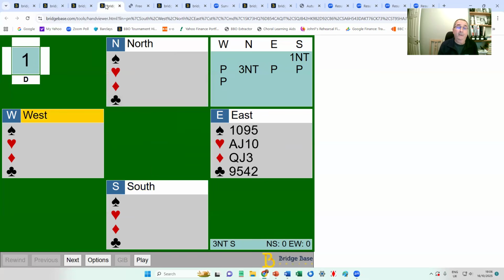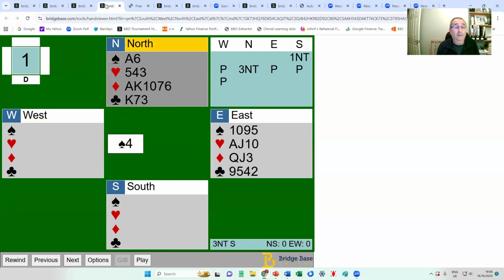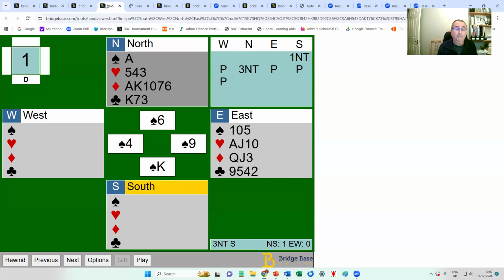If I look at this hand again, this is the same hand, but suppose I play low from dummy and win the first trick with the king.